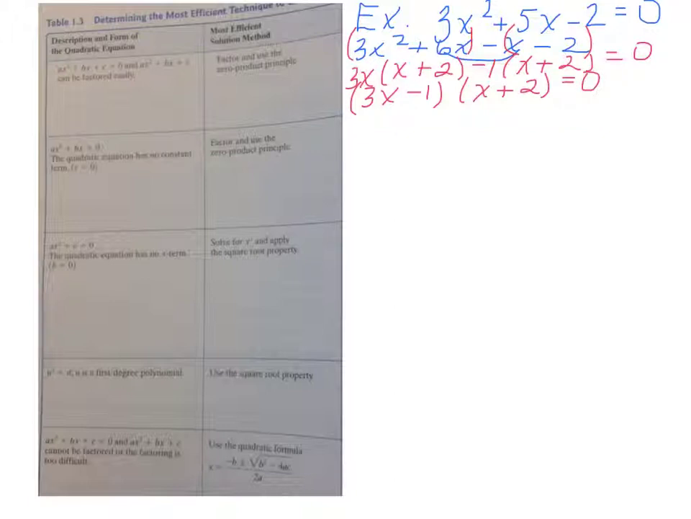And so zero product principle means that you'll get 3x minus 1 equals 0, so x equals 1/3. Or x plus 2 equals 0, so x equals -2. Okay, so if you can factor easily, you want to use the factoring method.